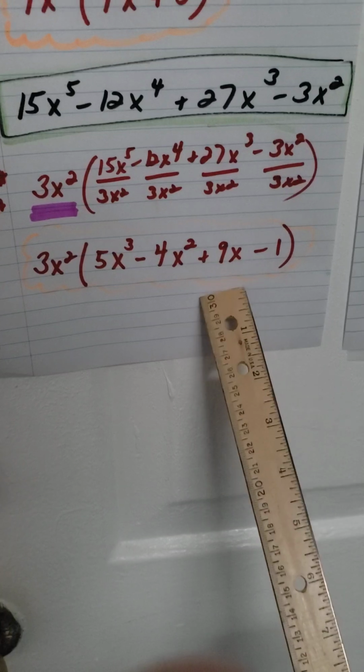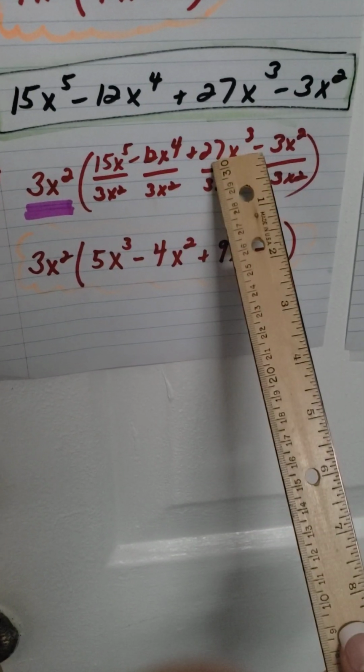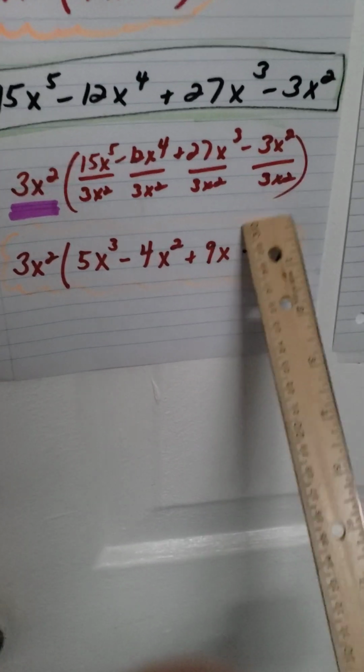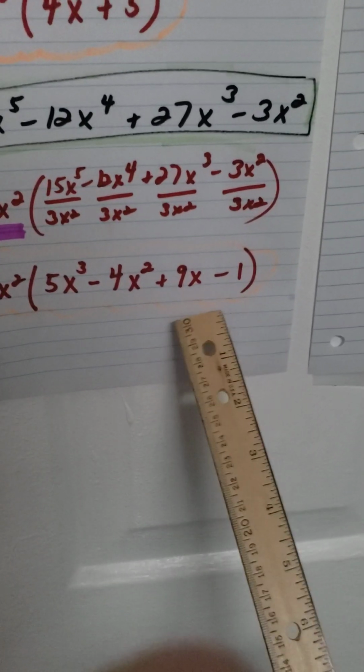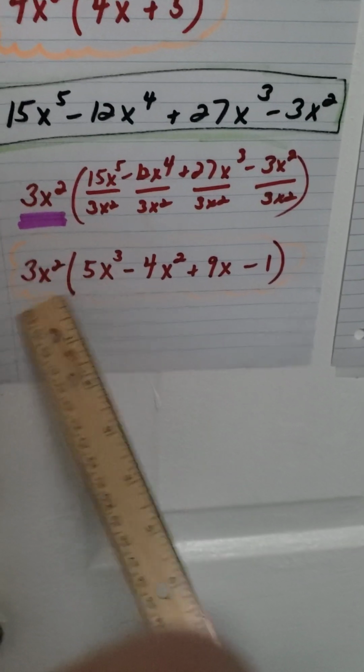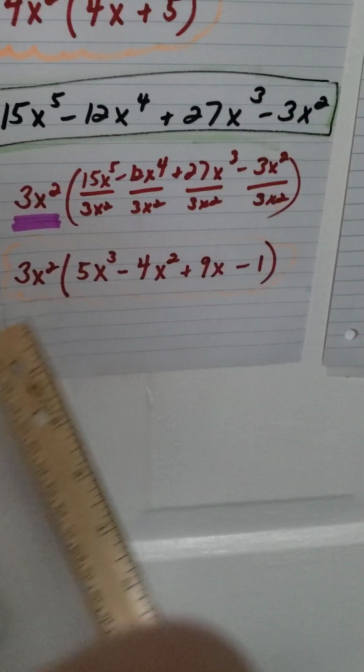27 divided by 3 would be plus 9. There are 3 x's on top, there's 2 on the bottom, that leaves you with 1 left over. And again, you can put that 1 there, but you typically don't see it. And remember, anything divided by itself is a 1. The x squareds cancel out. You should be able to take this and multiply it back and get what you started with.